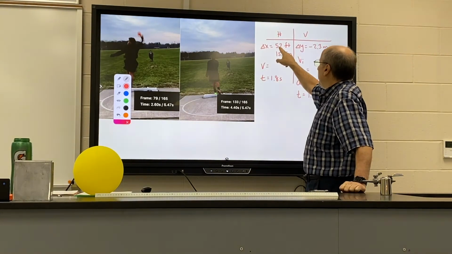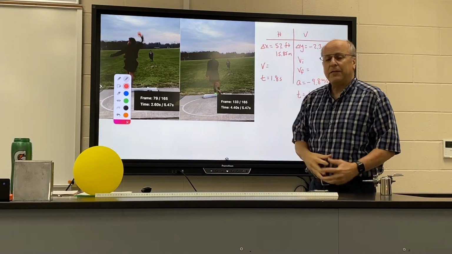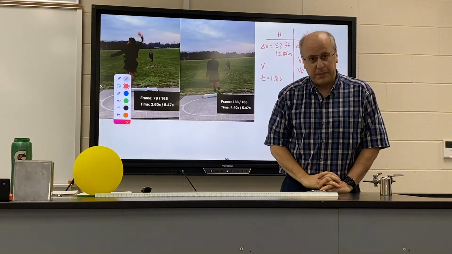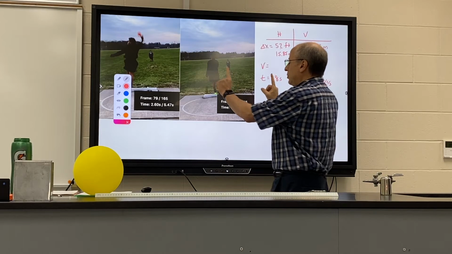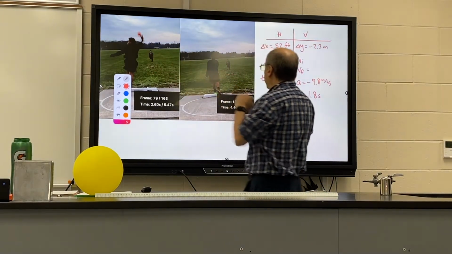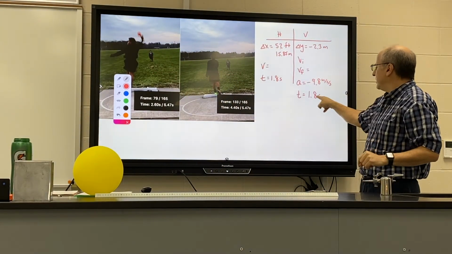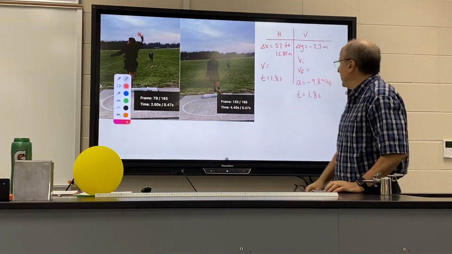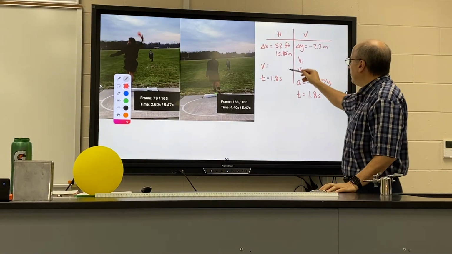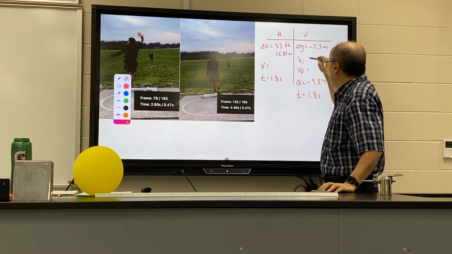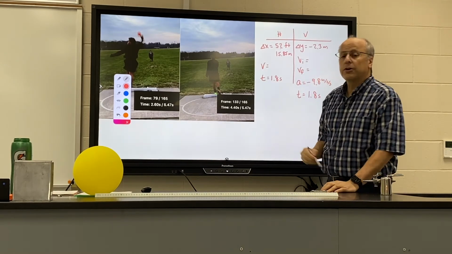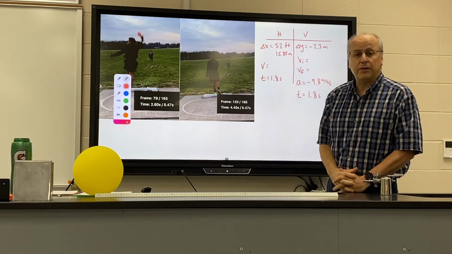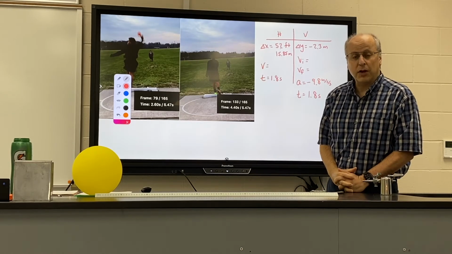This throw went 52 feet, which is about 15.85 meters. Using video analysis, we found how long it was in the air, and it was in the air for about 1.8 seconds. So based on this information, we should be able to find the horizontal velocity, the initial vertical velocity, and the final vertical velocity. So go ahead and do that.